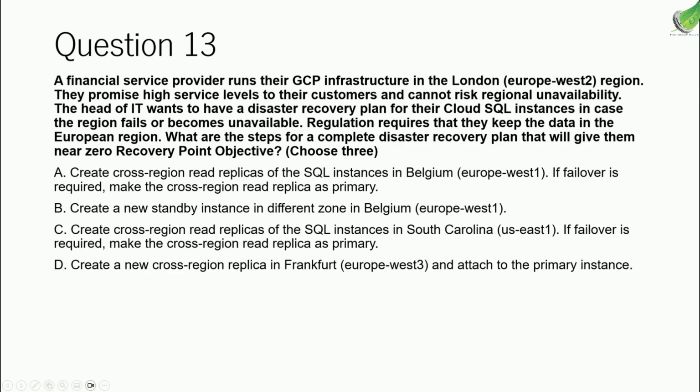Alright, this is a complex disaster recovery scenario, so let's break down the key requirements before we look at the options.